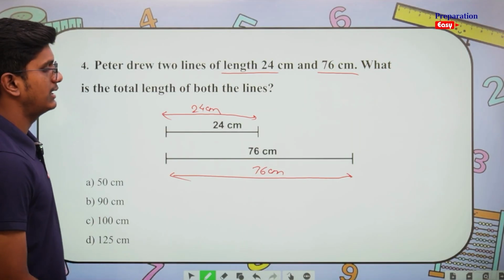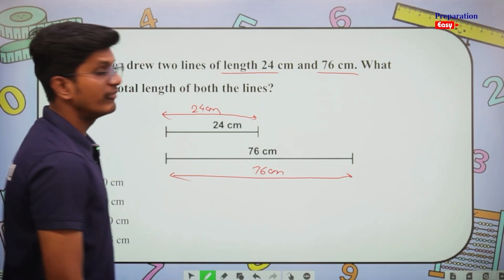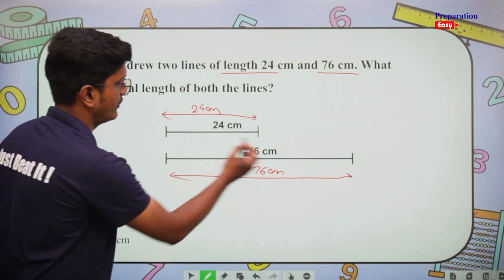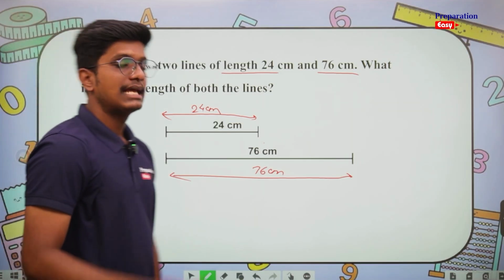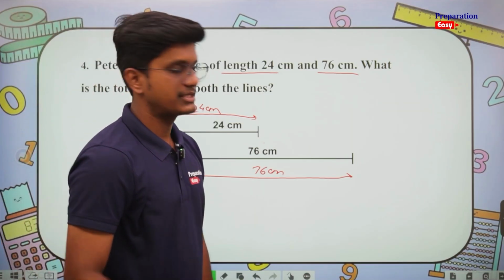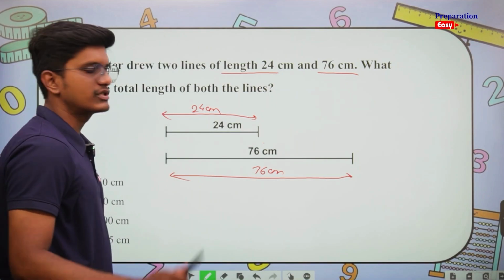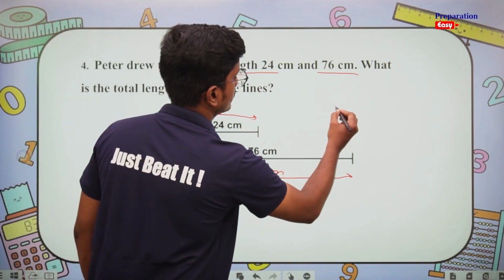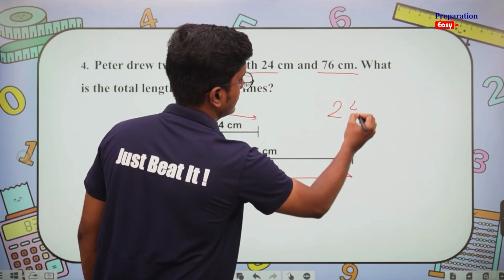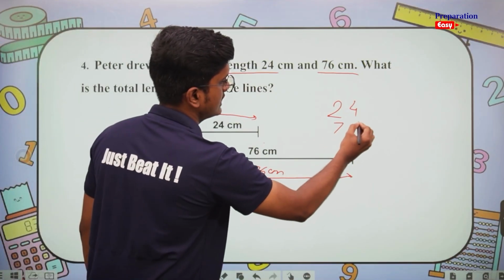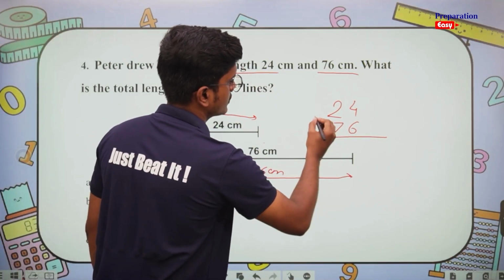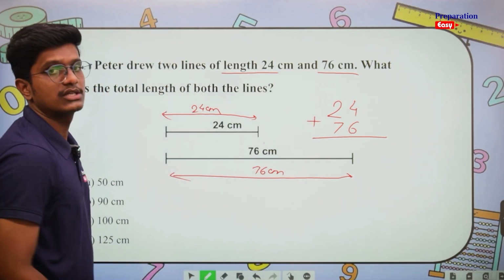Total length, right? They have asked for the total. Like how can we find the total? We have 24 and we have 76. In the last chapter, we learned about addition, right? So we have to use addition over here. One line is 24 centimeters and another line is 76 centimeters. So add them together. They have asked the total.